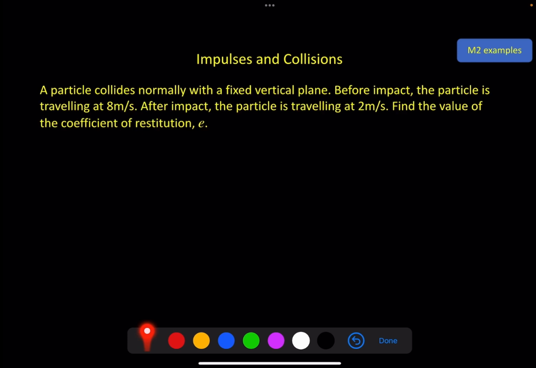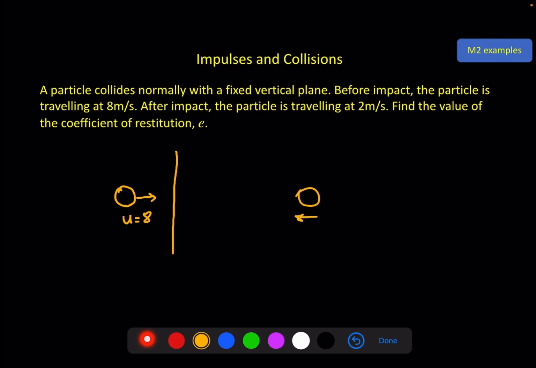A particle collides normally, that word saying it's perpendicular to the wall, with a fixed vertical plane. Before impact, the particle is travelling at 8 meters per second. So again, we're looking down from above. After impact, the particle is travelling at 2 meters per second. Find the value of the coefficient of restitution E.